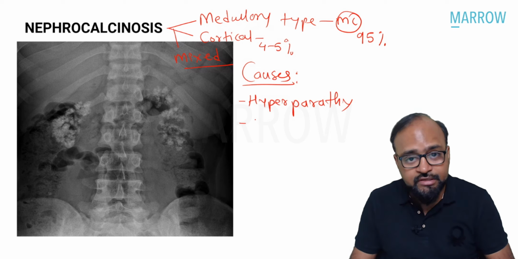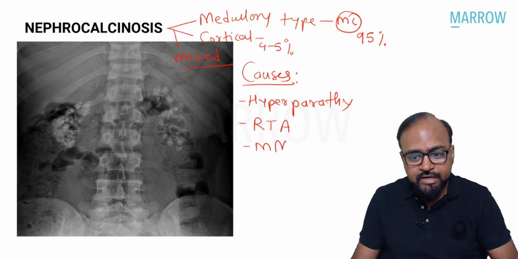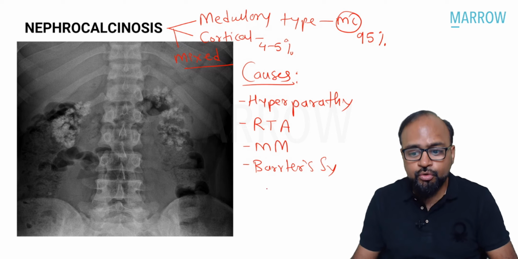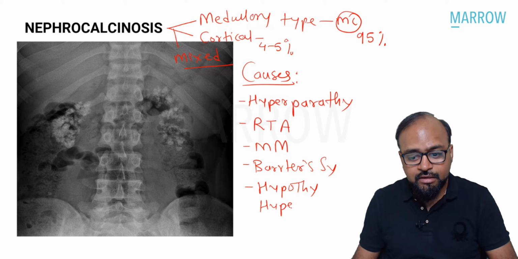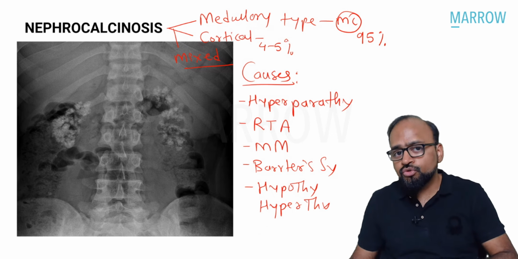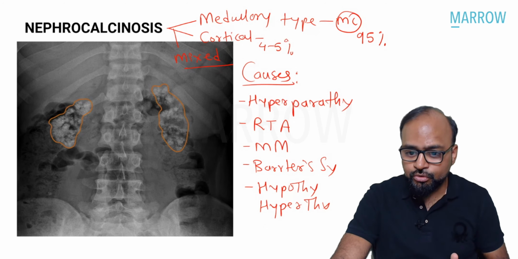Nephrocalcinosis can be seen in renal conditions like renal tubular acidosis. It can be seen in multiple myeloma. It can be seen in Bartter's syndrome. It can be seen in hypothyroidism as well as hyperthyroidism, right? So all these conditions, a wide range of conditions, can give rise to nephrocalcinosis.